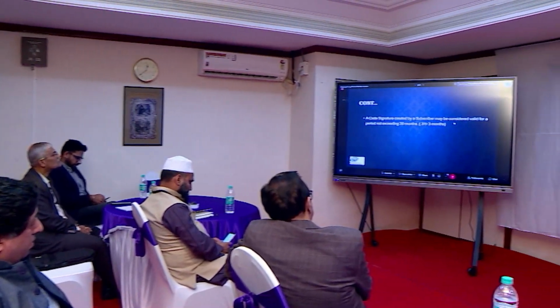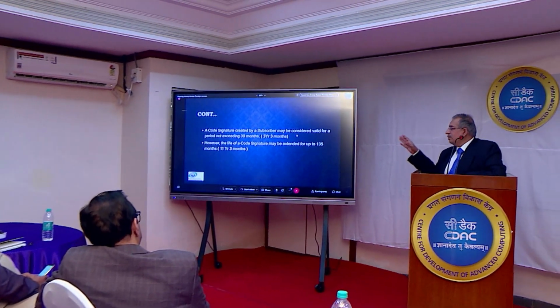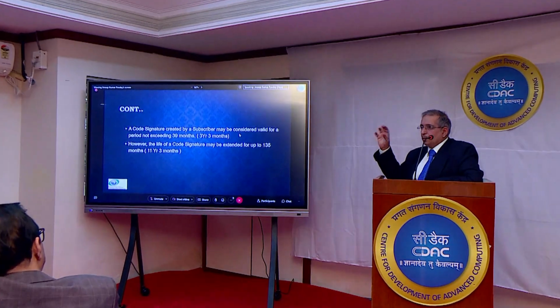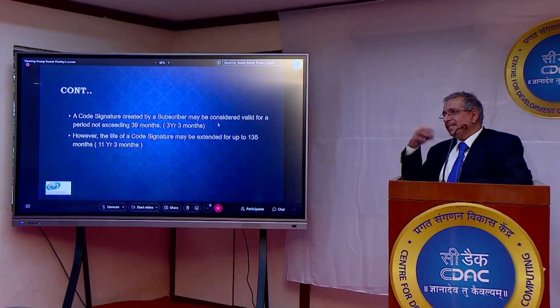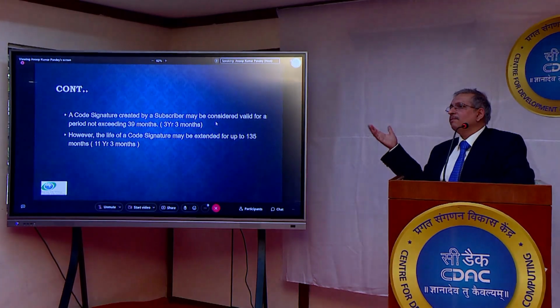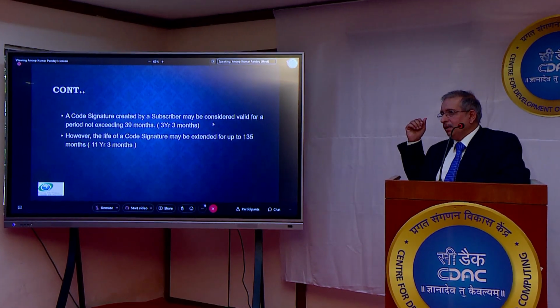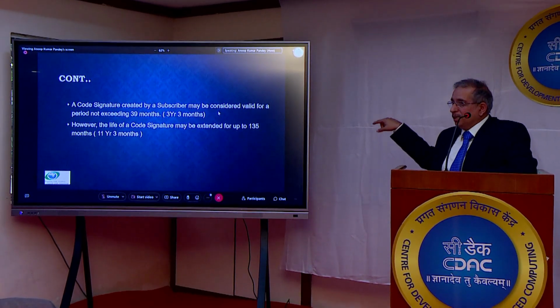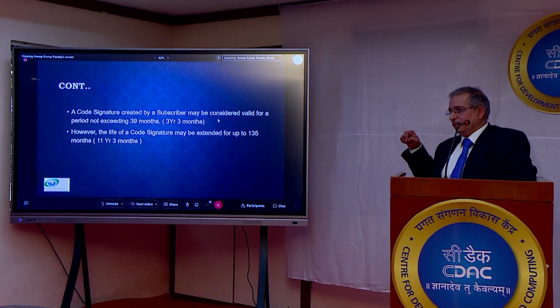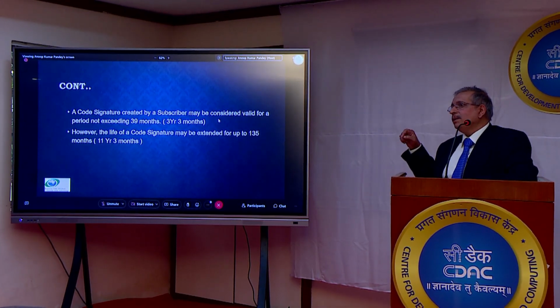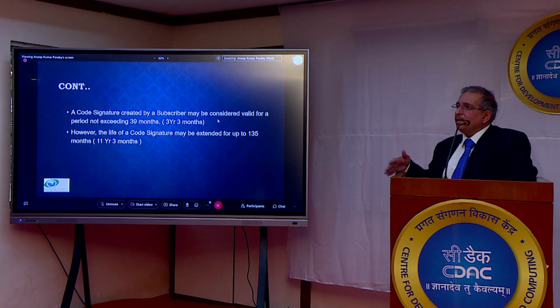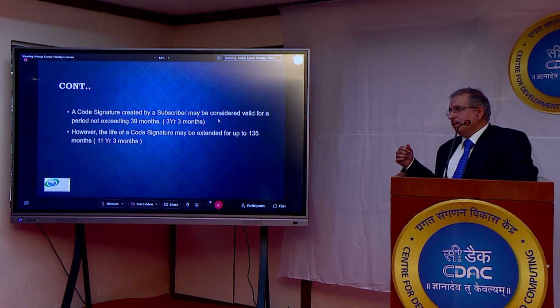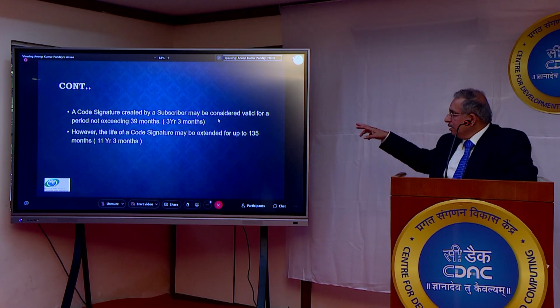The code signatures are created, and the subscriber may consider them valid for a period of 39 months. See, this is an extended time. So around 3 years, 3 months you can get a code signing certificate. But if you want to extend beyond that, say for example 11 years or something, around 135 months, then it has to be time stamped. So time stamping plays a major role here. So when it was signed and how it is.